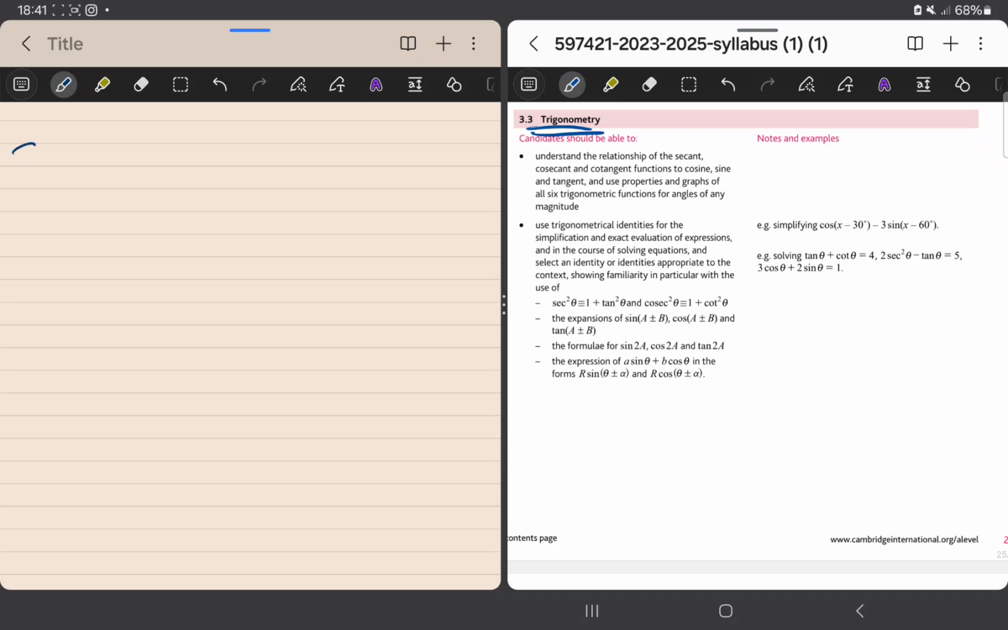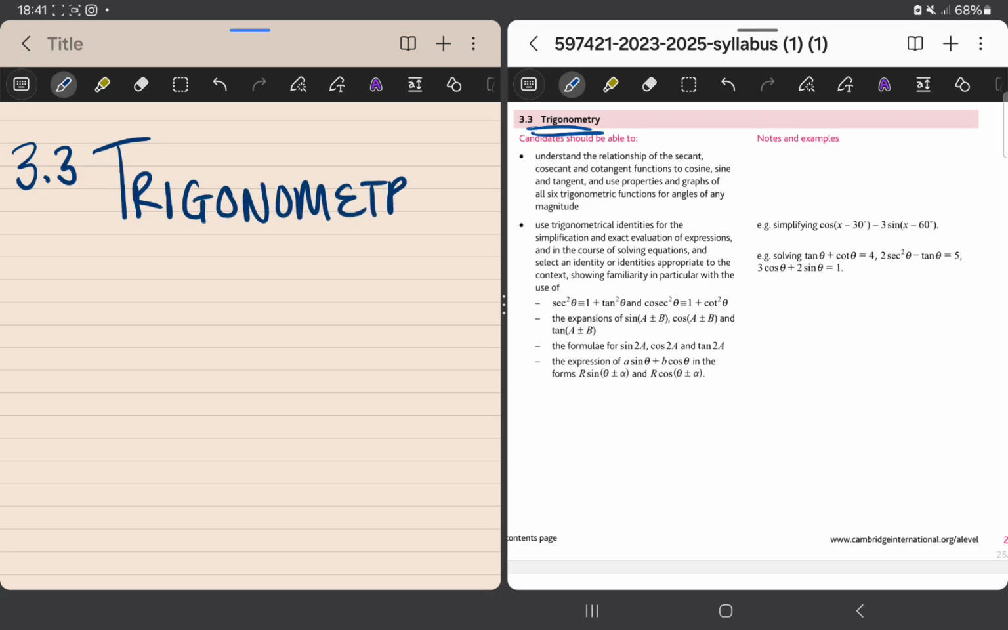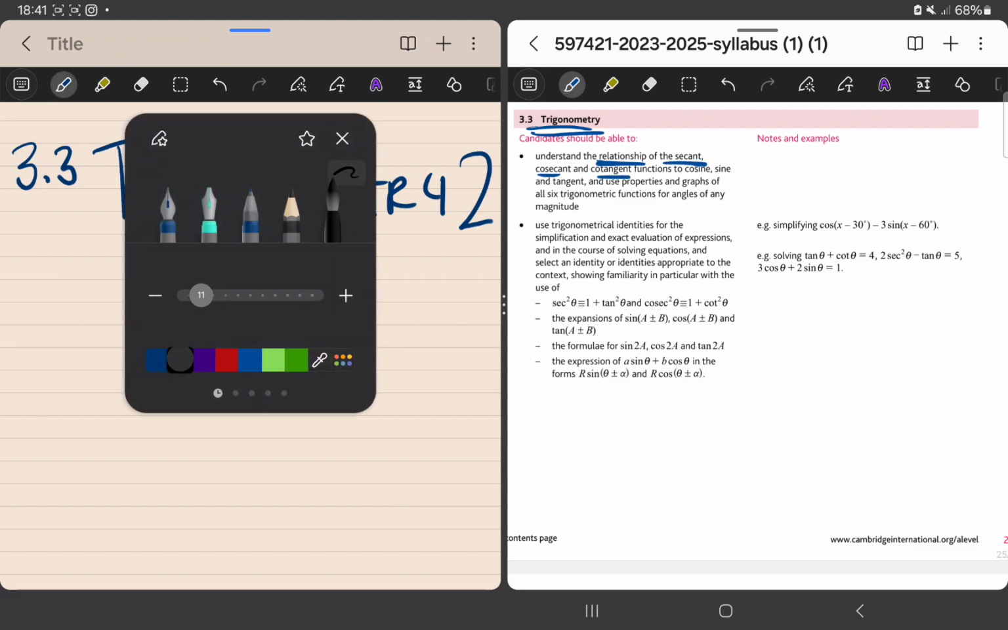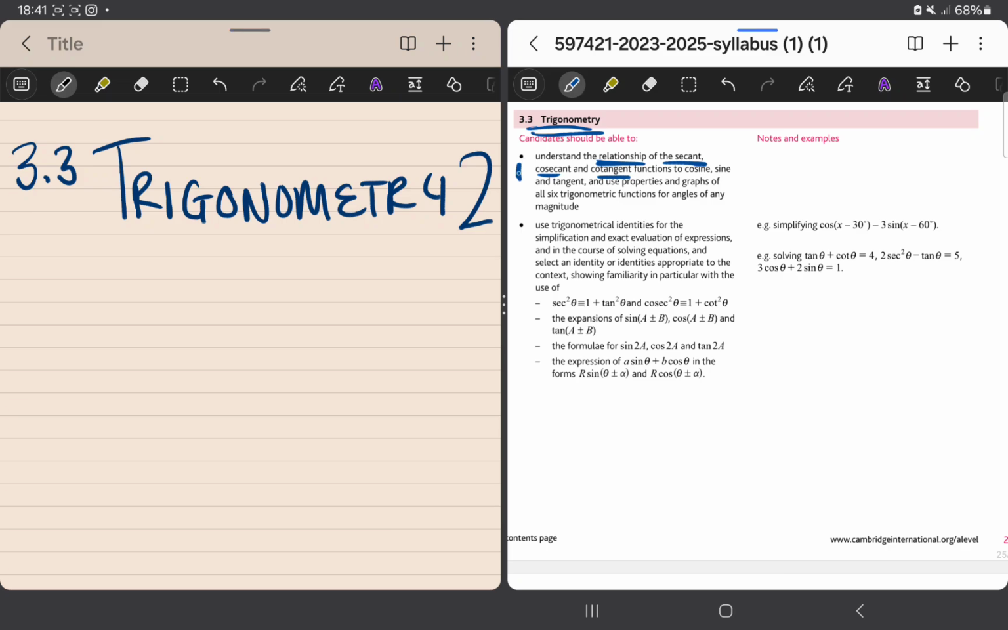Okay, so we are in paper 3, chapter 3, which is going to be trigonometry 2. So we can write it to say trigonometry 2. Let's see what it is that they want us to go through. This is not even hard. Okay, let's see the first one. They said understand the relationship of secant, cosecant, and cotangent. So the first thing, how many subtopics does it have? Let's see. First of all, it has only 2. So we are going to say 3.3.1.